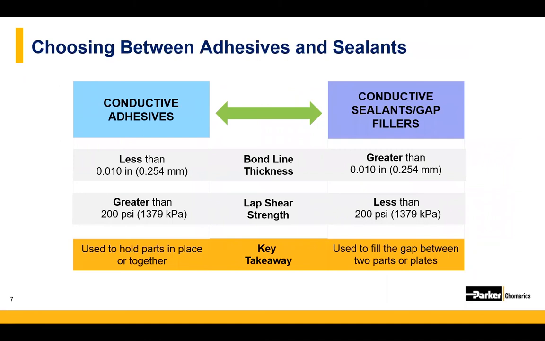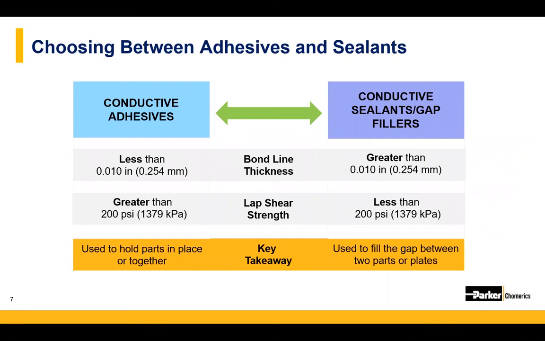All right, so today we're discussing two types of electrically conductive compounds, one being adhesives and the other being gap fillers like caulks or sealants. Choosing between an adhesive or a sealant is pretty simple and driven by two factors. One is bond line thickness and one is lap shear strength.